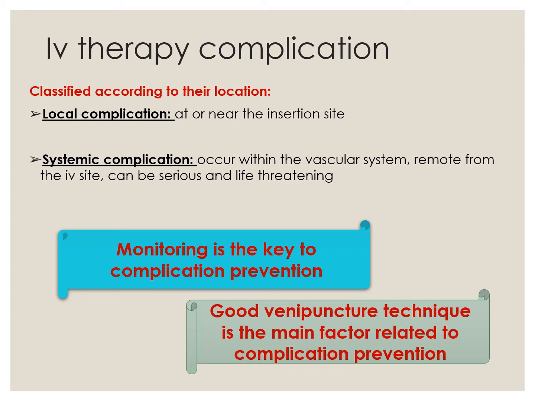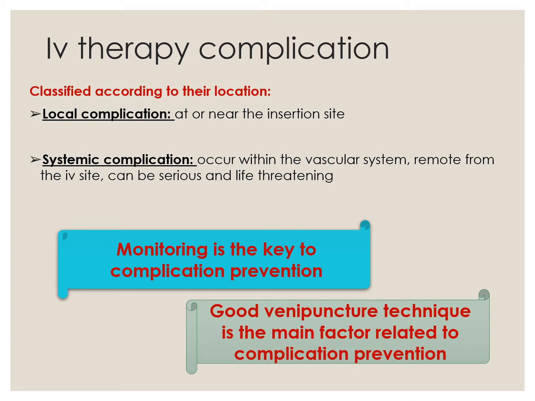We can classify the complications according to their location. We have two types: either local complication or systemic complication. When we say local complication, that means a complication which occurs at or near the insertion site. Whereas when we say systemic complication, that means a complication that occurs within the vascular system. It is remote from the IV site, but this complication can be very serious and can be life-threatening.